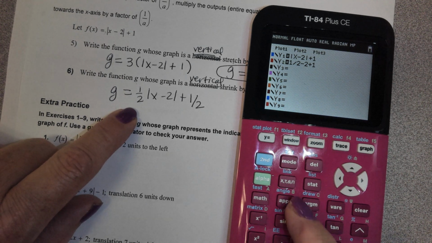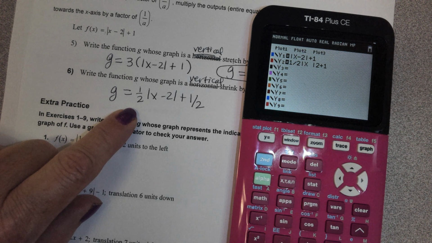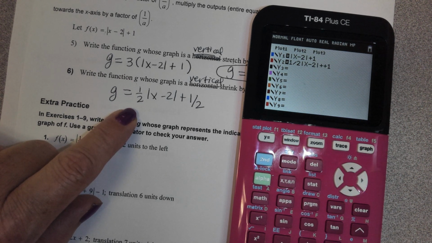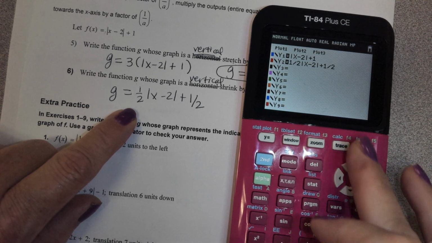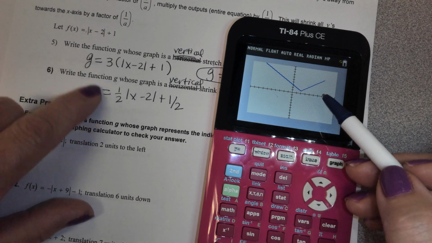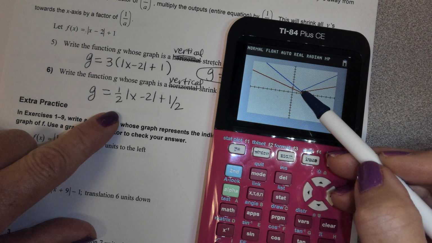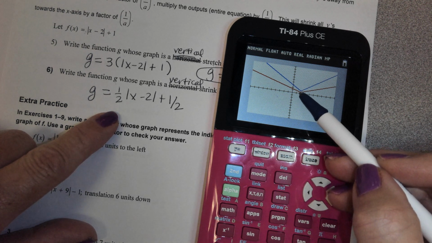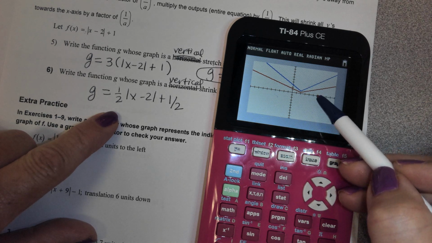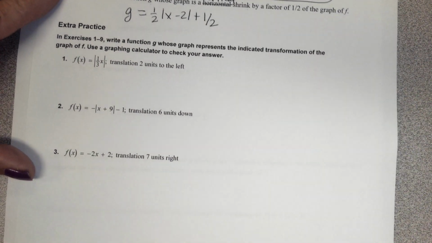1 divided by 2, math, absolute value, x minus 2, get out of there, plus 1/2. Alright, so take a look. So here's our original function. We want it to be vertically shrunk. So look at this. See how that vertex is shrunk down? Now it's only 1/2. And look at this. It's vertically shrunk more. It's not as steep as it was. It's shrunk by a factor of 1/2.